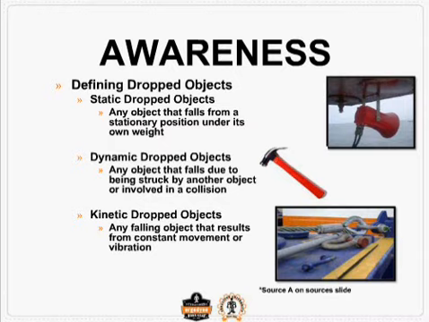And then the final category is kinetic dropped objects. This is a little bit newer category, and it's a dropped object as a result of constant vibration. So perhaps the rattling of a conveyor belt might work loose a nut and bolt that holds it together, and that falls below. Anything that is a result of constant vibration is a kinetic dropped object. If any of you can guess which one of these is most common, well, the research done by that DROPS organization I mentioned within the oil and gas industry specifically found that dynamic dropped objects were found to be the most common.